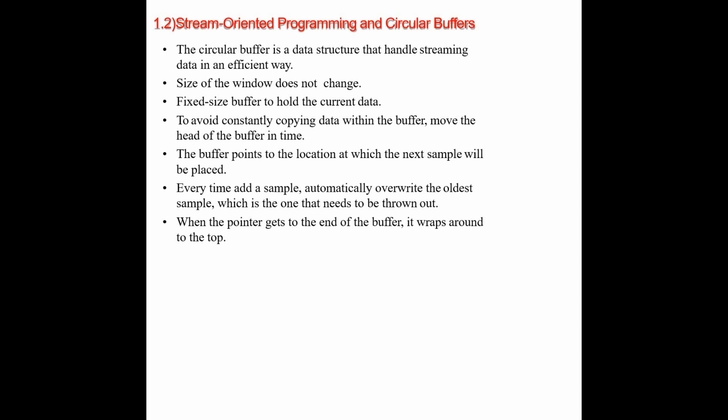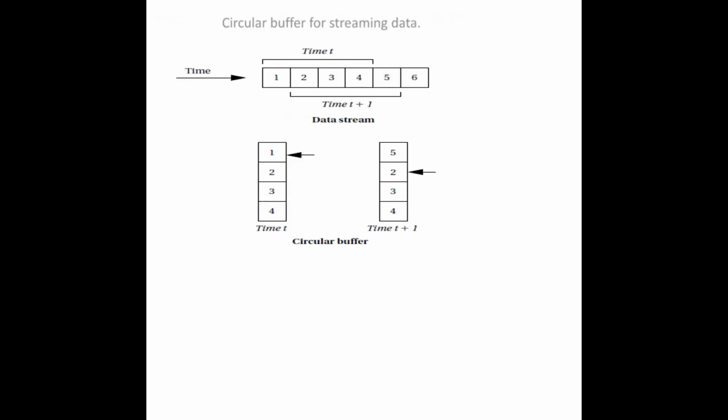The buffer head points to the location where the next sample will be placed. Every time we add a sample, it automatically overwrites the oldest sample, which is the one that needs to be thrown out. When the pointer gets to the end of the buffer, it wraps around to the top. So this is the diagrammatic explanation of the circular buffer.